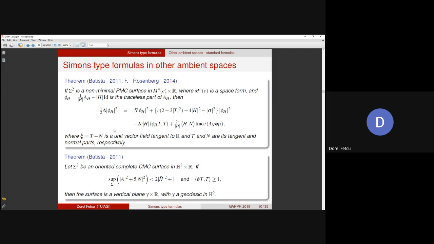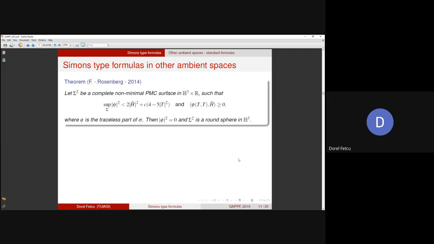So if sigma is an oriented complete CMC surface in H2 cross R, satisfying these two conditions, then the surface has to be a vertical plane obtained as the product between a geodesic in H2 and R. In 2014, we obtained some similar results for surfaces in H3 cross R and S3 cross R. So our results read like this.